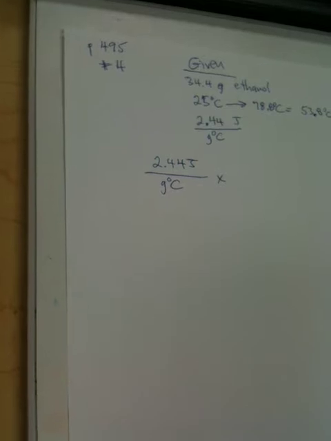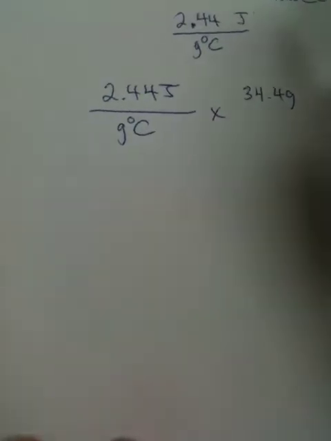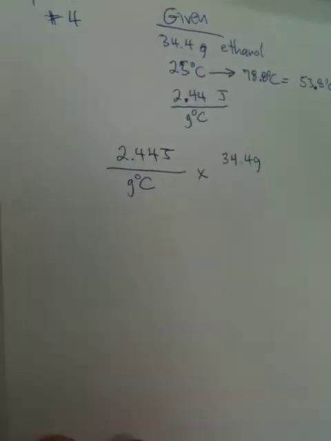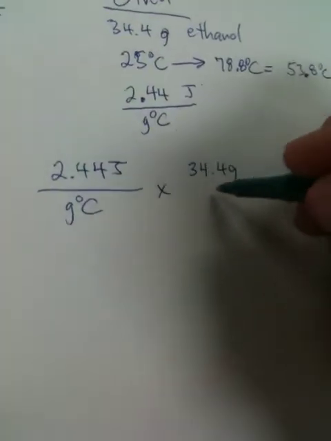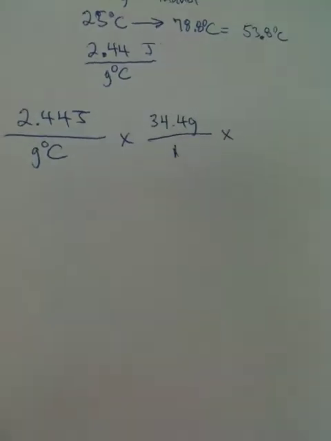All right? That's the starting. Anik, what's next? What do we do with our grams? You put it on top. Put it on top because? Because you want to cancel. Good. 34.4 grams over 1. Now, what's next?